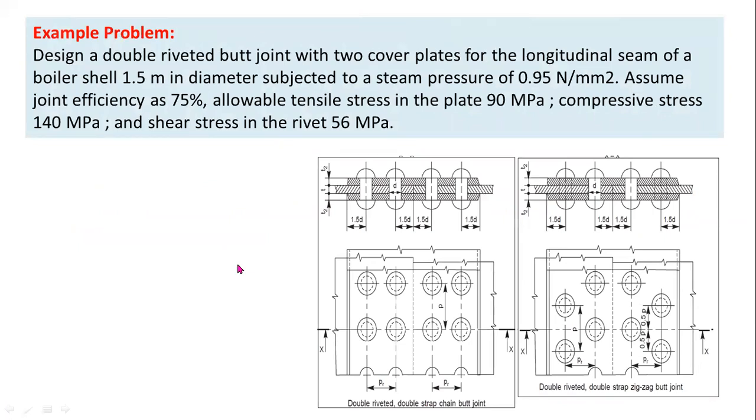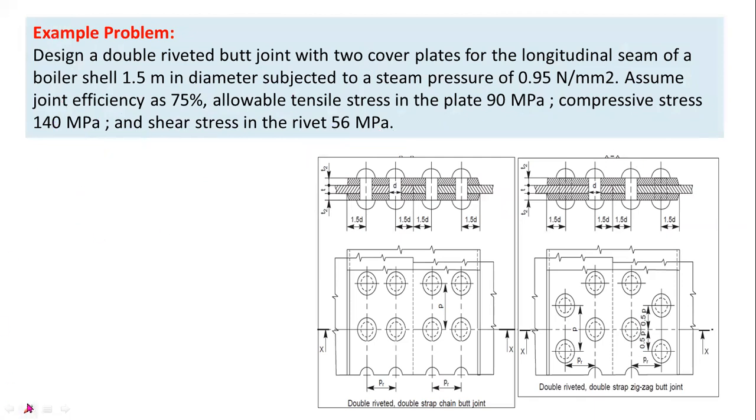Now this is another problem. Design a double riveted butt joint with two cover plates for the longitudinal seam of a boiler shell, 1.5 meters in diameter, subjected to a seam pressure of 0.95 Newton per mm square. Assume joint efficiency as 75%. Allowable tensile stress in the plate 90 megapascal, compressive stress 140 megapascal, shear stress 56 megapascal.